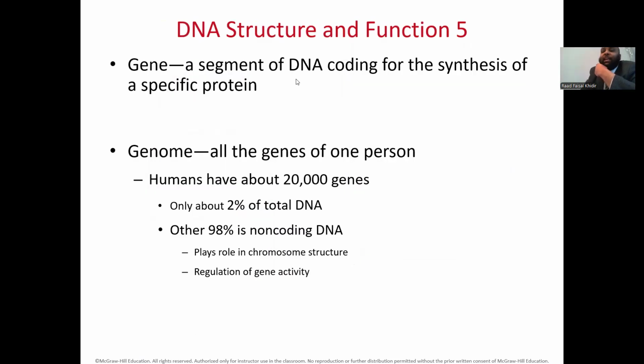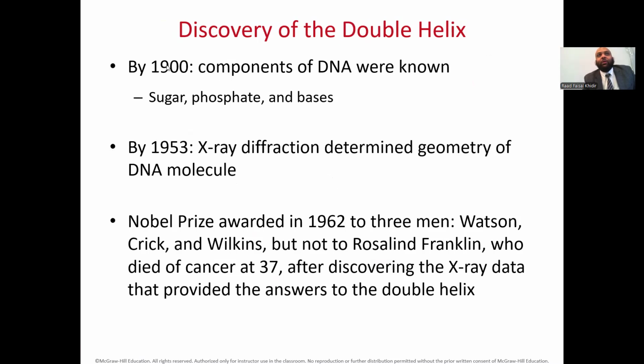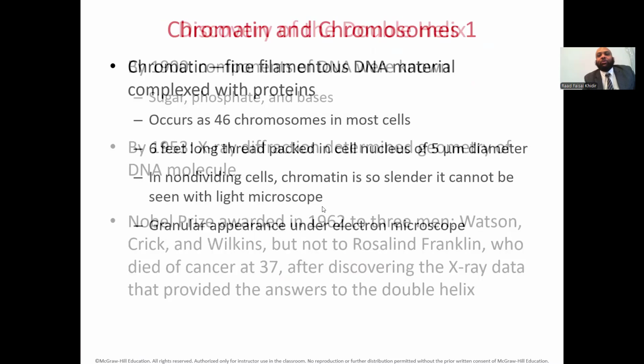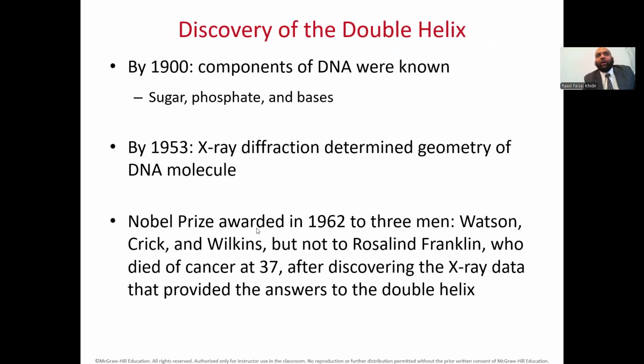We said that the gene is a segment of the DNA coding for the synthesis of a specific protein, and the genome is all the genes of one person. Humans have about 20,000 genes, only about 2% of the total DNA. The other 98% is non-coding DNA, so it plays a role in chromosome structure and the regulation of gene activity. The double helix was discovered in the 1900s, and the Nobel Prize was awarded to Watson and Crick for discovering it.